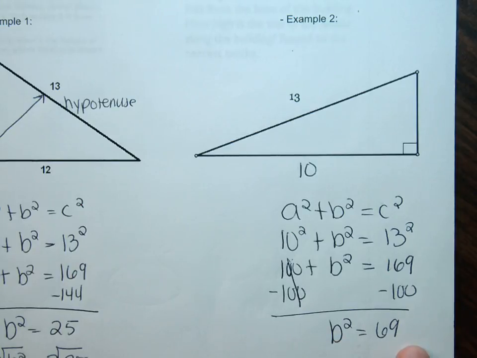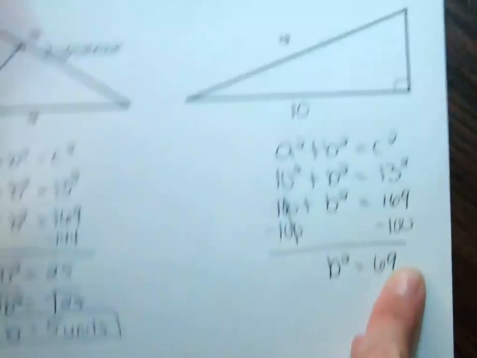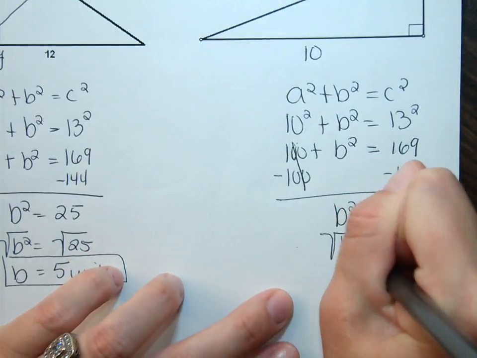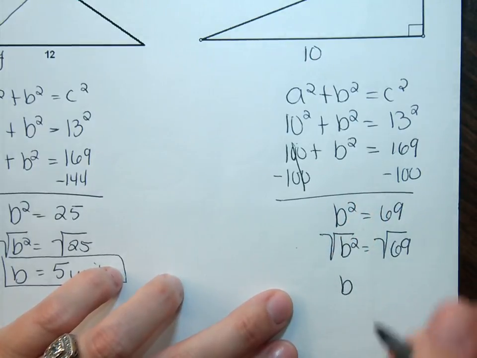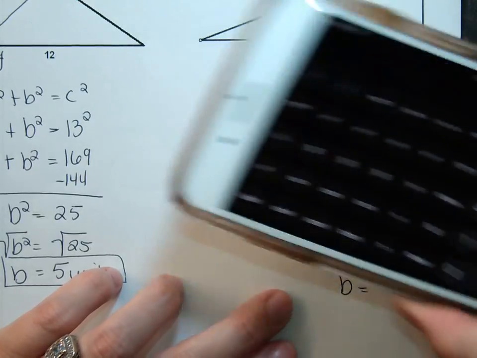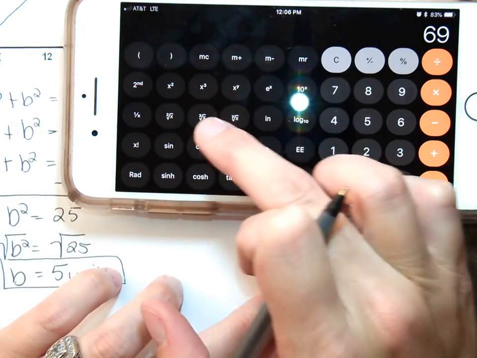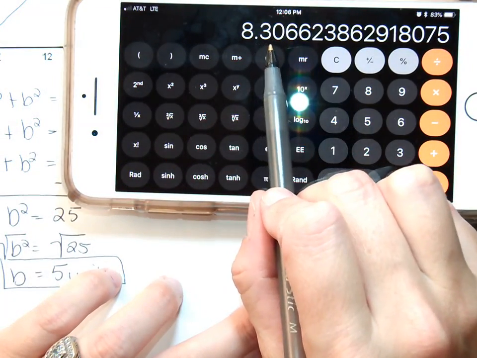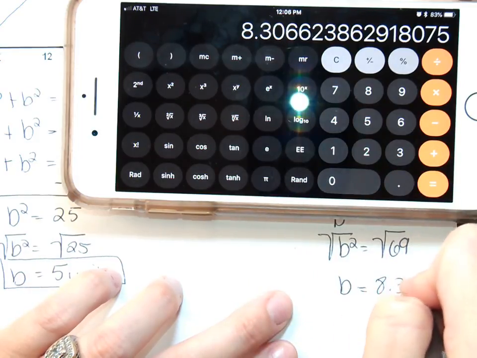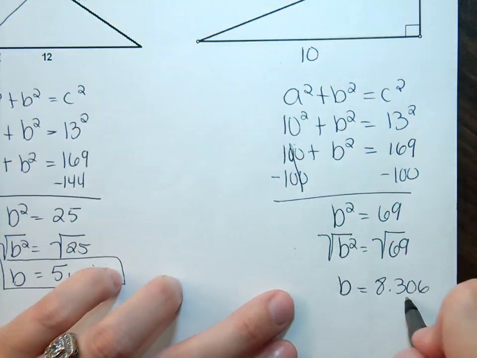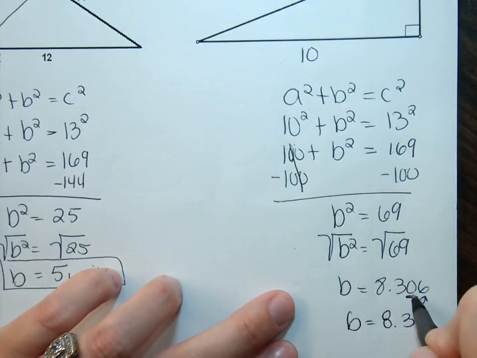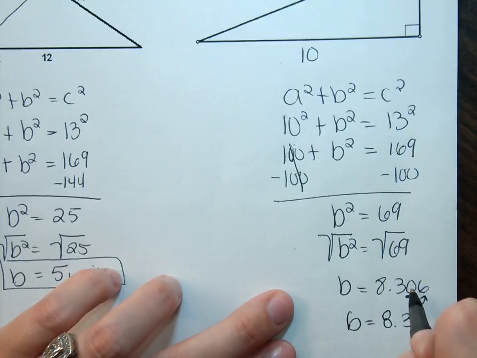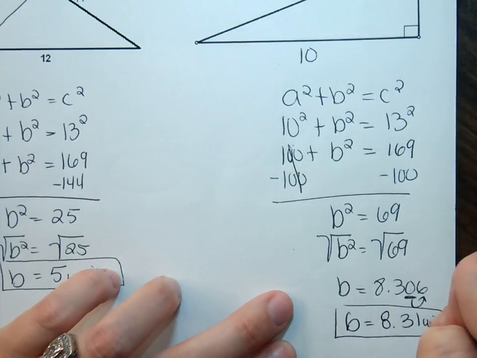Now we have to take the square root of both sides to get b by itself. So we take the square root of b squared and the square root of 69. The square root of b squared is b. If we go to our calculator, 69 square root, we have 8.306. And let's round that to the hundredths place, so we look next door. If we look next door, the 6 is higher than 5, so that makes the 0 become a 1. And we have to add units to our answer.